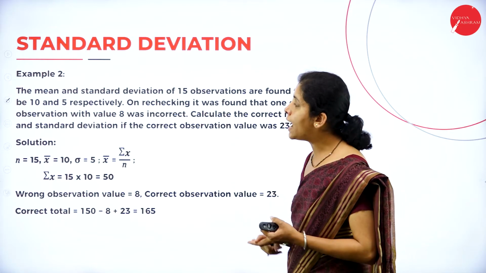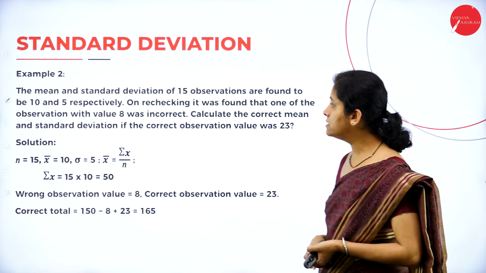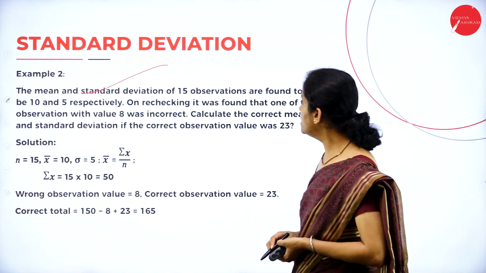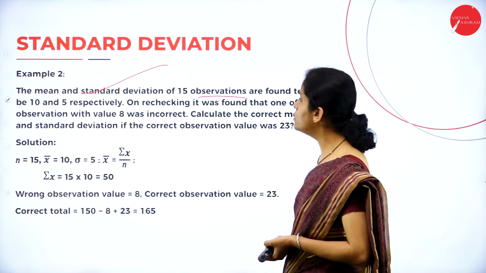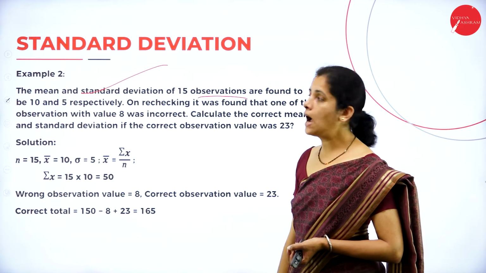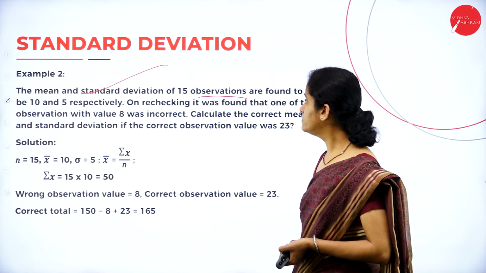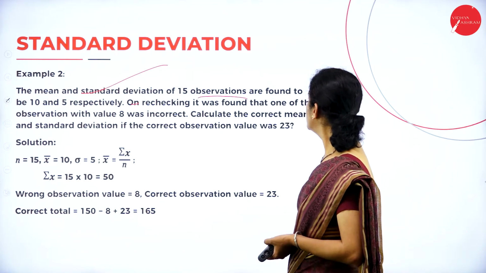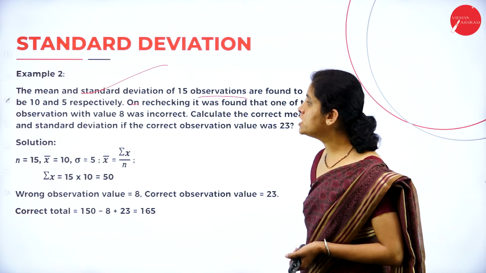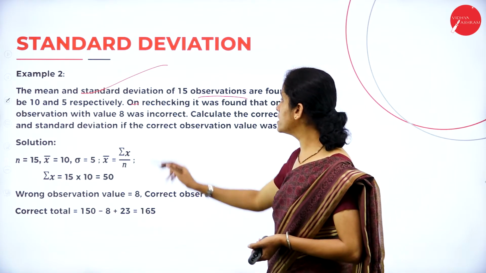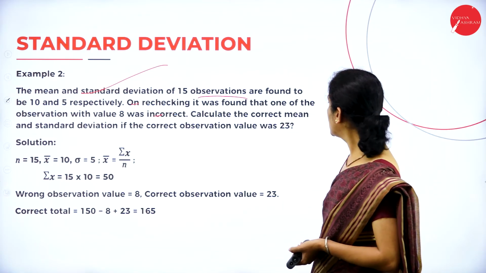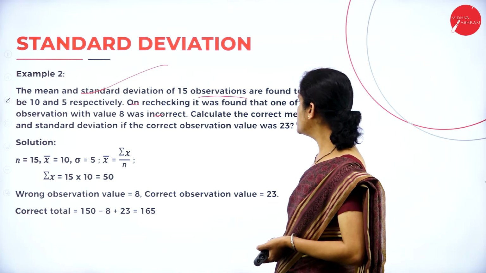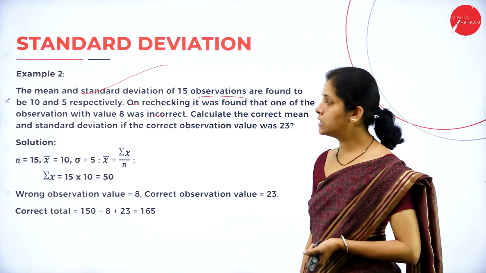Anyway, I'm going to have another problem. The mean and standard deviation of 15 observations are found to be 10 and 5 respectively. On rechecking it, it was found that one of the observations with value 8 was incorrect. Calculate the correct mean and standard deviation if the correct observation value was 23.